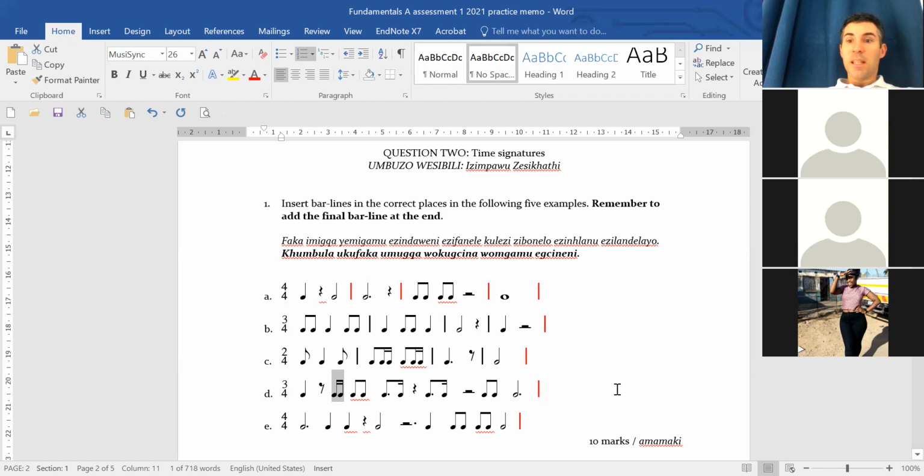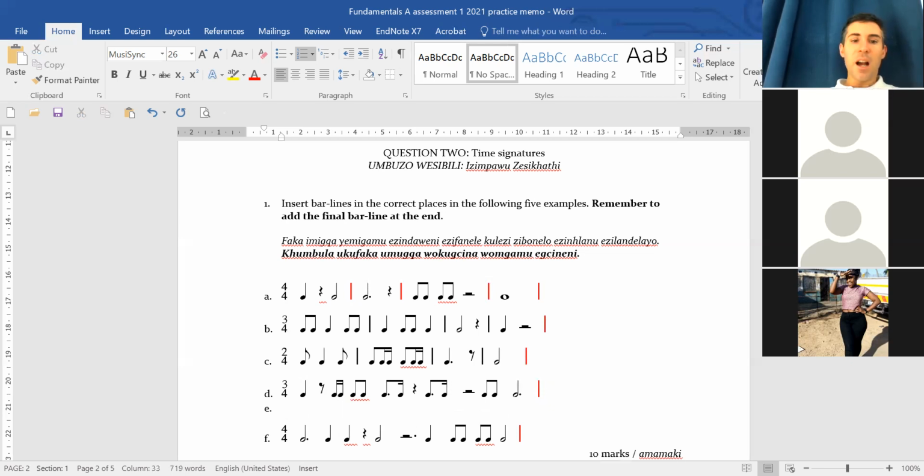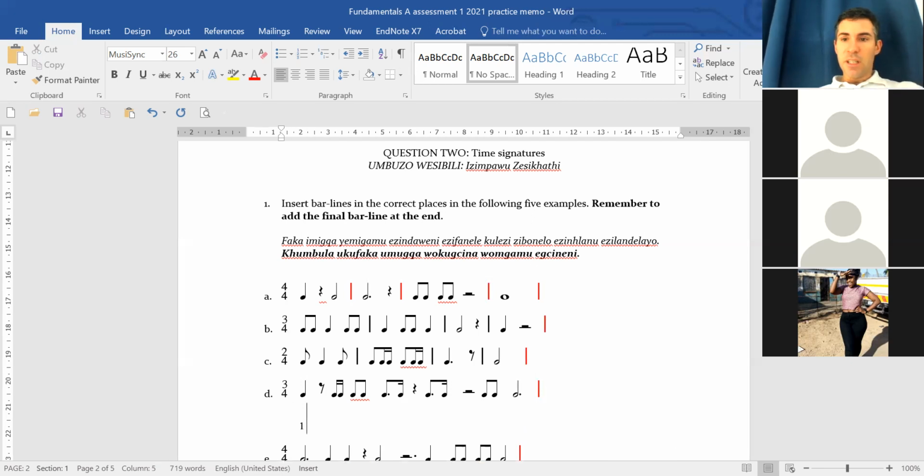Those are semiquavers. They are semiquavers, correct. Okay, and how much is one semiquaver worth? I think one over four. Yes, a quarter, correct. But we've got two semiquavers here, right? So a quarter plus a quarter. How much is a quarter plus a quarter together? A half, yes.